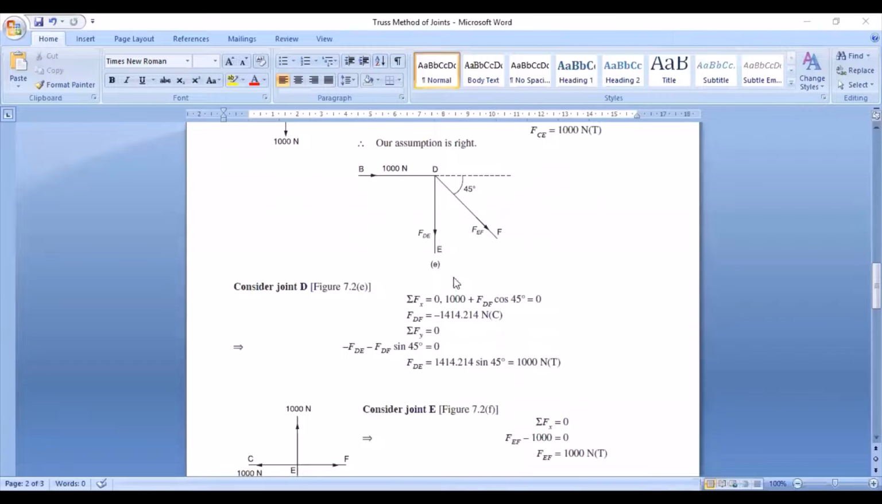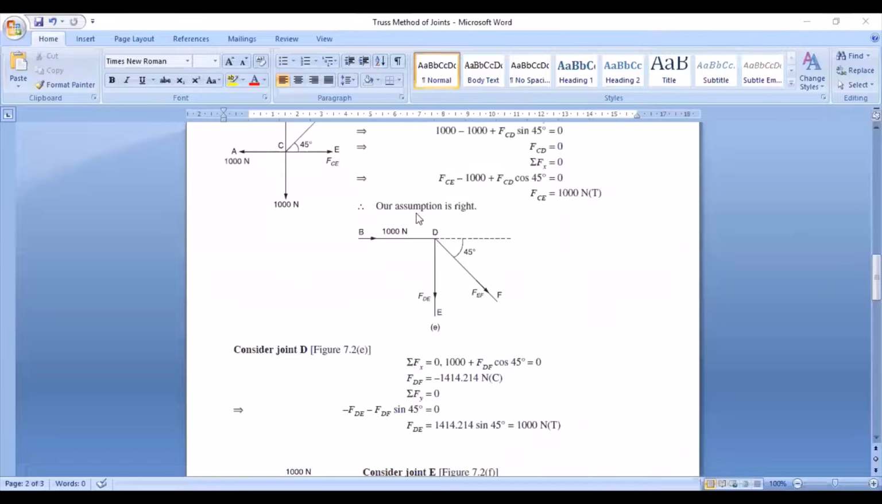Okay, fine. So next, sigma Fy is equal to 0. So one vertical force acting downwards minus FDE. The vertical component of this EF also is downwards. So it will be minus FDF sine 45. But what is the value of FDF? It is minus. So minus of minus is plus. So this term becomes positive.